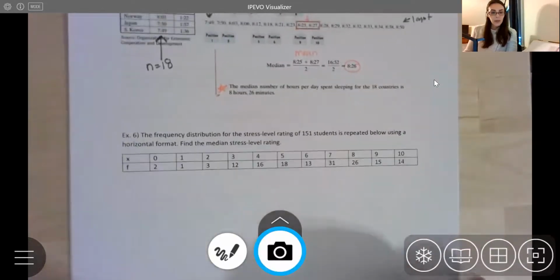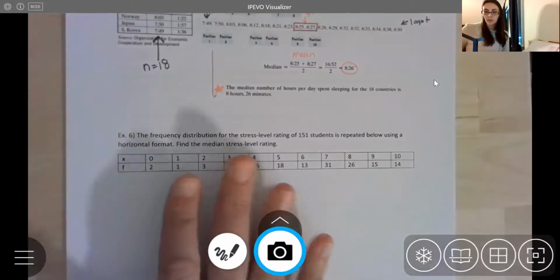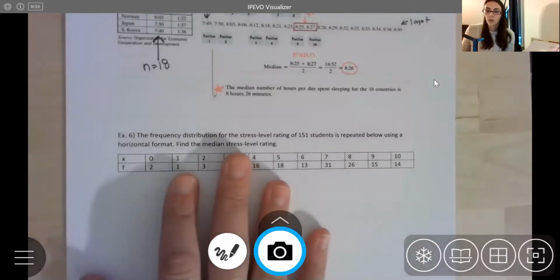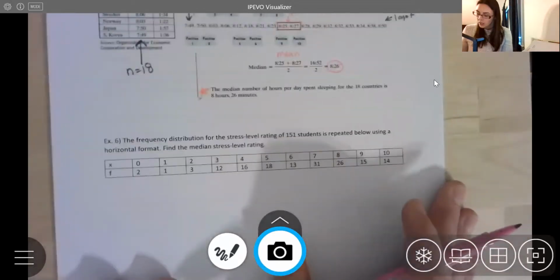So example 6, we have the frequency distribution for the stress level rating of 151 students is repeated below using the horizontal format. So we've seen this data before. We did a couple examples ago where we got that mean of about 6.5 for the stress level. So it's the same data, but we're just using a horizontal table instead of a vertical table, just to kind of mix it up a little bit so you can see how both of them work.